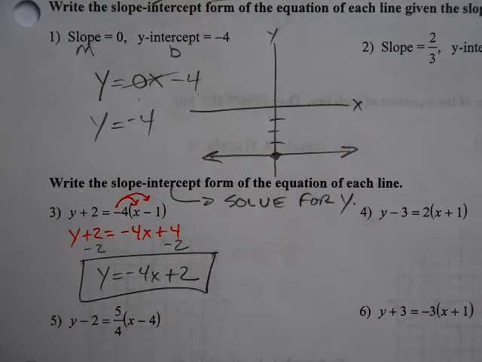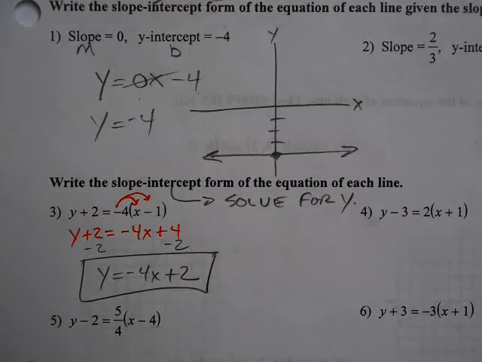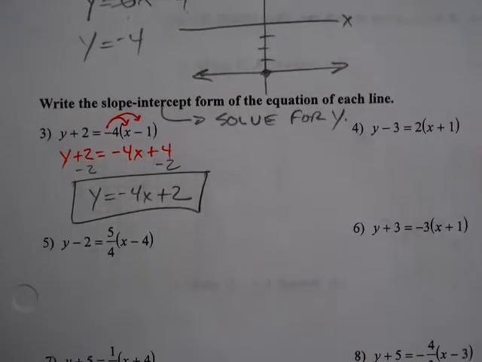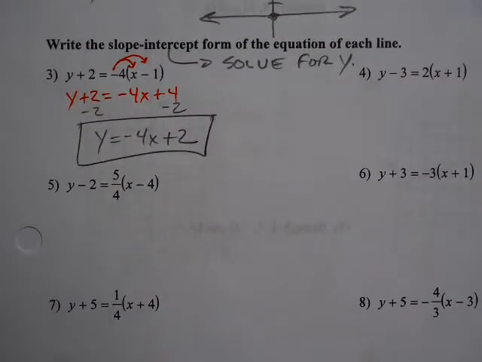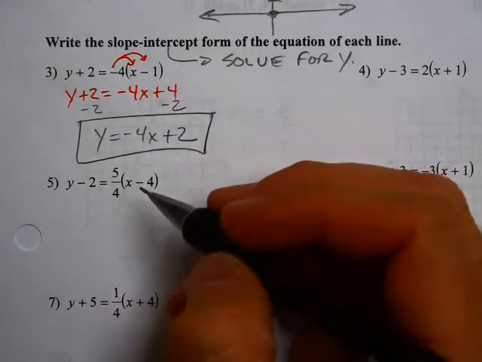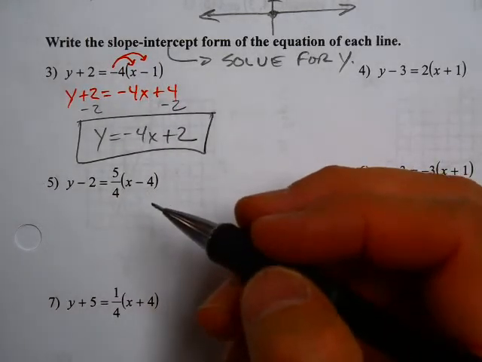And then that's in our slope-intercept form, easy to graph. So, we good? Shall we do another? Let's do one with a fraction. How about we do number 5? Because I know what happens when we have fractions.